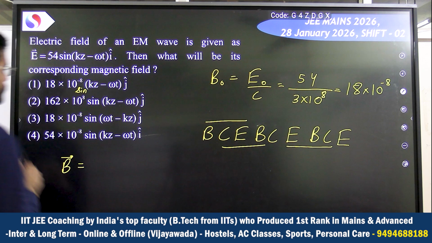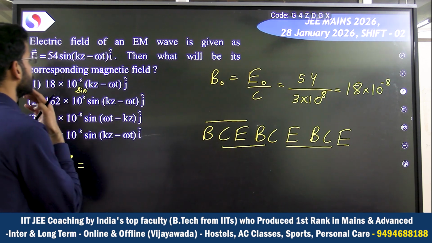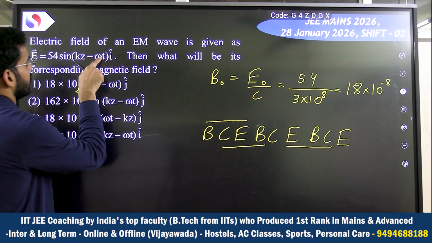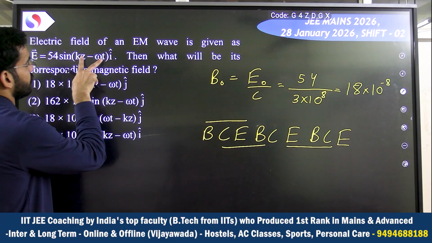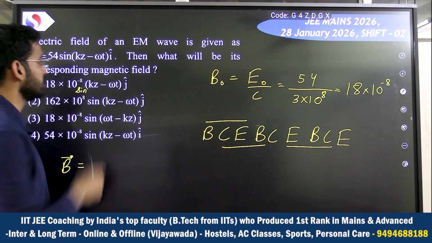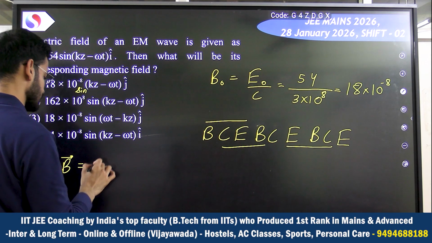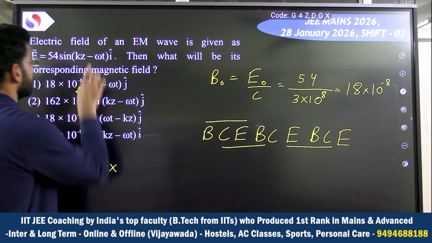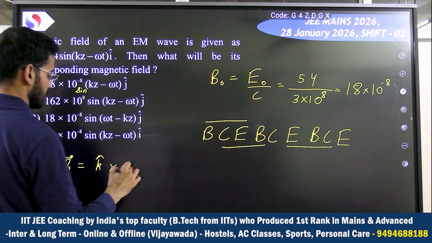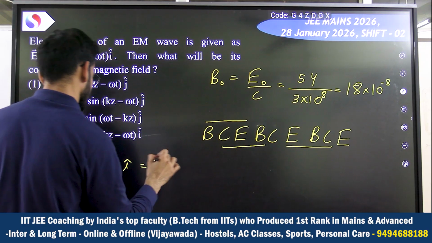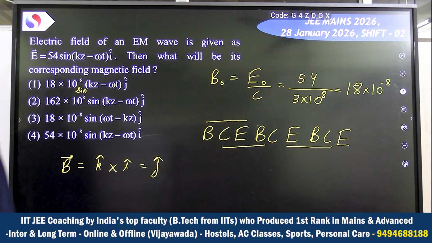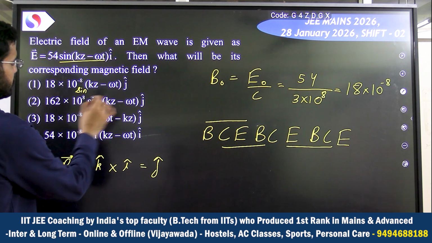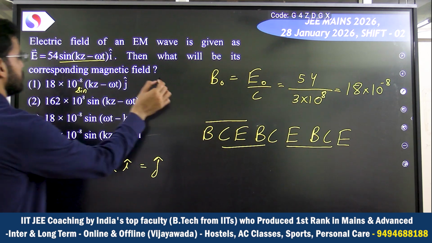C is the light direction. Which direction is the wave propagating? You see here kz minus omega t. If z and t are of opposite sign, then it is going in plus z. So plus z means plus k cap, the direction of C, crossed with E. The E vector direction is i cap. So k cross i is j. So this is positive only. So you keep it as sine kz minus omega t and j cap. So the answer is the first option.